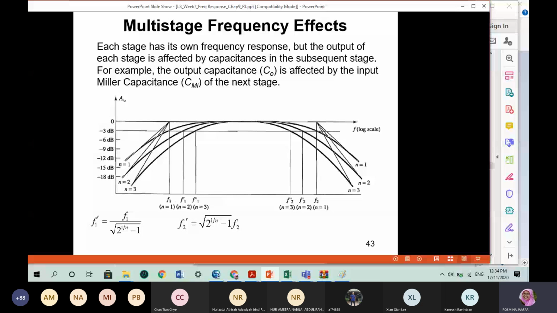So for example, if you have stages N1, N2, N3, when you have many cut-off frequencies, for the actual cut-off you just take the innermost one. The outer is not visible because the innermost will take over and outperform the outer layer.